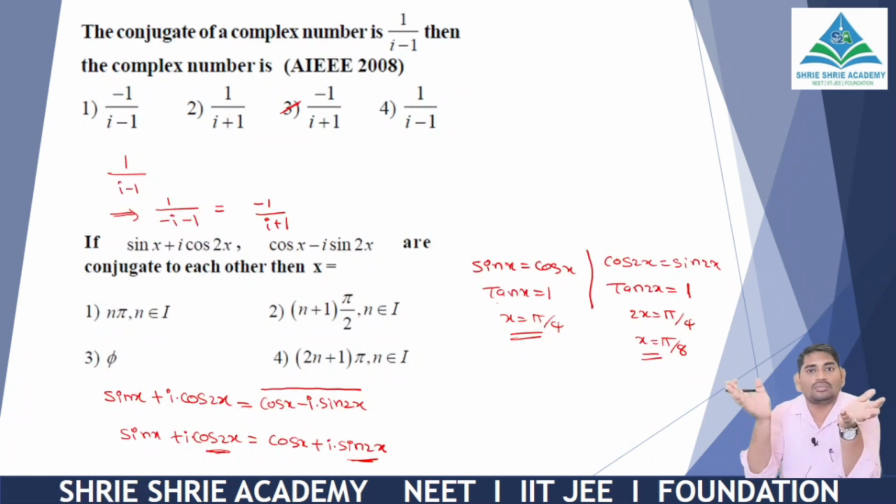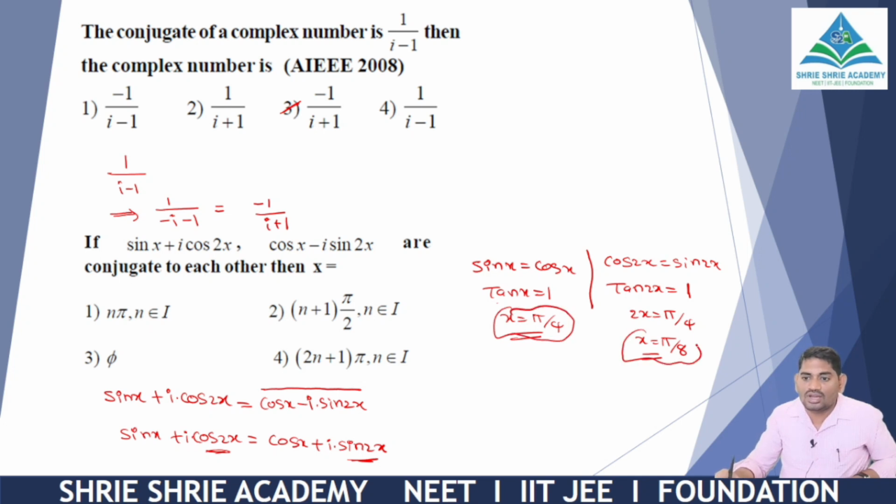Are both of these the same? Obviously not the same. What they are asking in the question is that sin x plus iota cos 2x and cos x minus iota sin 2x are conjugate to each other, then what is the value of x? Here we got one value x is equal to pi by 4, and another value x is equal to pi by 8, which is not possible. Only one solution is possible, so this is not possible. The answer is null set. The third option is the correct answer.